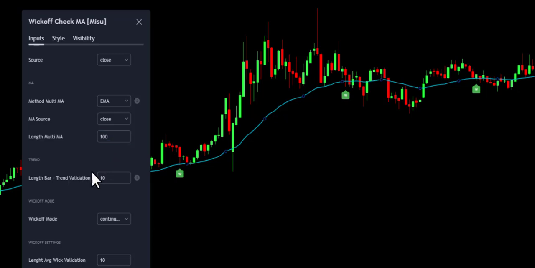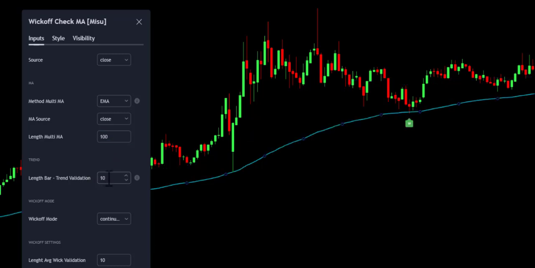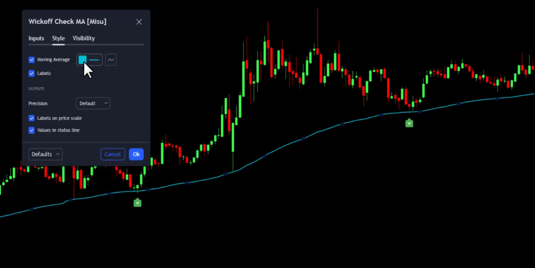Another major feature of this indicator is the length bar trend validation. This defines the number of bars needed to validate a trend. When price is above the moving average, trend is up, and when price is under the moving average, trend is down. Then you can go over to the style setting, and you can customize it by changing the color of the moving average to your preferred color, and then press OK.